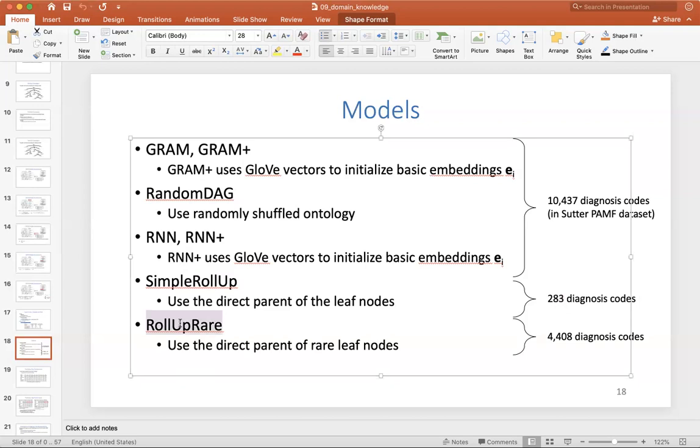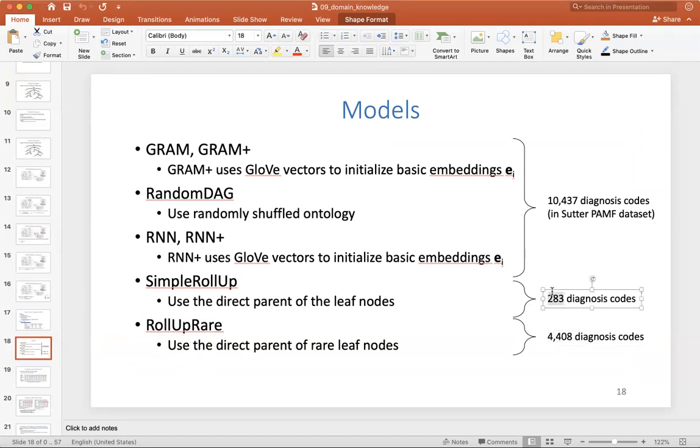Rollup rare is a bit more clever. You count the number of occurrences of the leaf nodes in your training data, select only the rare ones, and then convert them to their ancestors. So you leave out the popular, common ones, and only convert the rare ones to a higher ancestor node. That's why it's a lot larger than 283. It's the middle ground between the two. Right, so these are the comparison models.